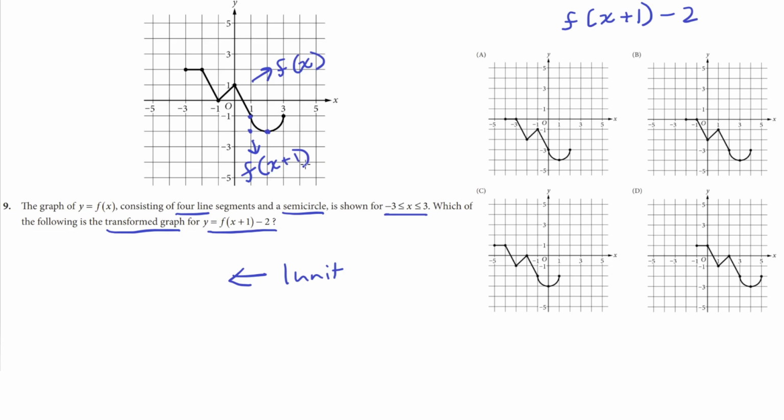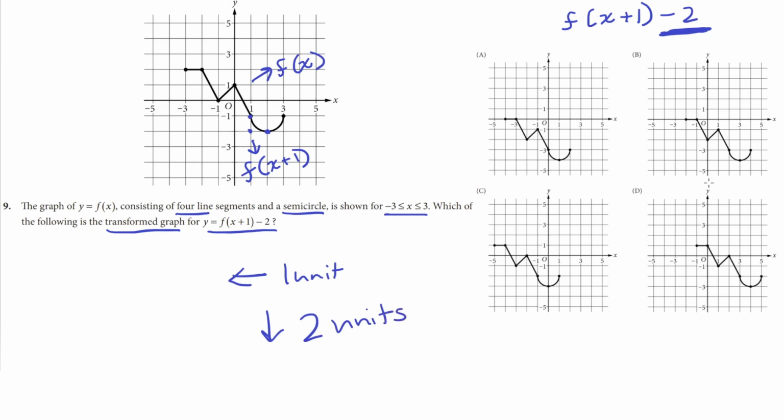And that applies to every other point. So adding 1 to the input of a function moves the graph 1 unit to the left. If we subtracted 1 unit, it would move the graph 1 unit to the right instead. Then we also see that we're subtracting 2 after evaluating f of x. So this is subtracting 2 from the output, or the y value. So that has the effect of moving the graph down 2 units.